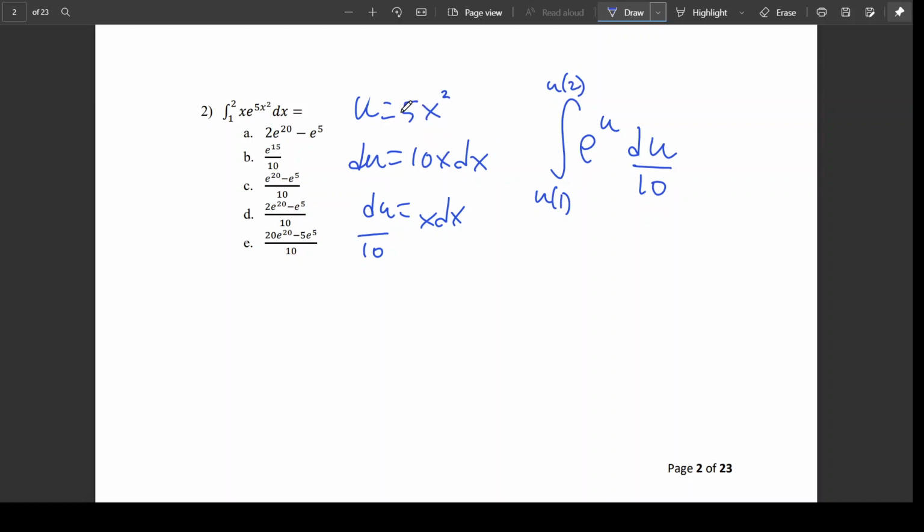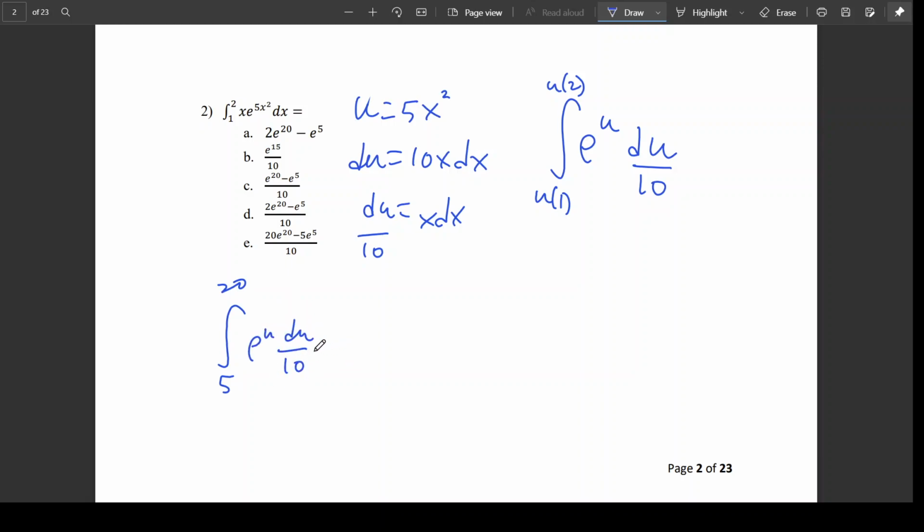So u of 1 is going to be 5 times 1 squared, which is 5. And then u of 2 is going to be 5 times 2 squared, which is 5 times 2 times 2, which is 20. So what's going to happen here is now we're going to have the integral from 5 to 20 of e to the u times du over 10.